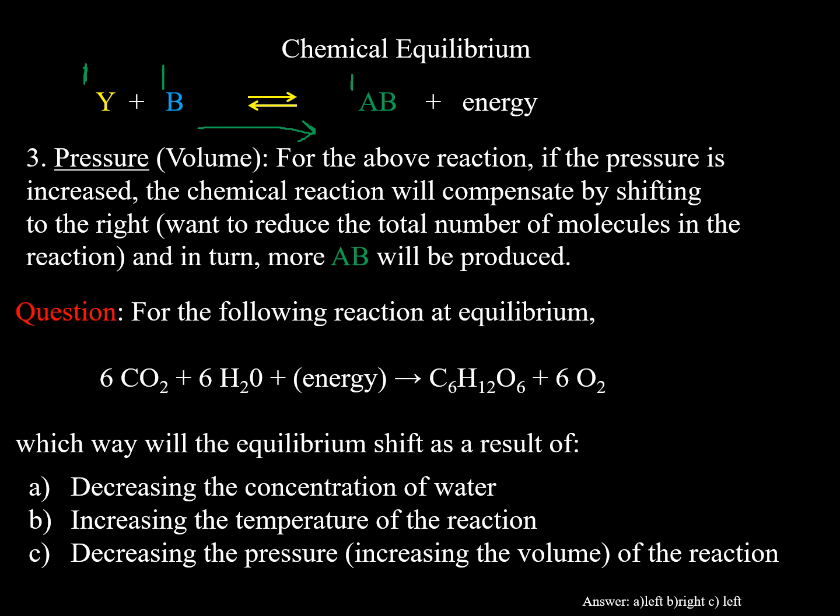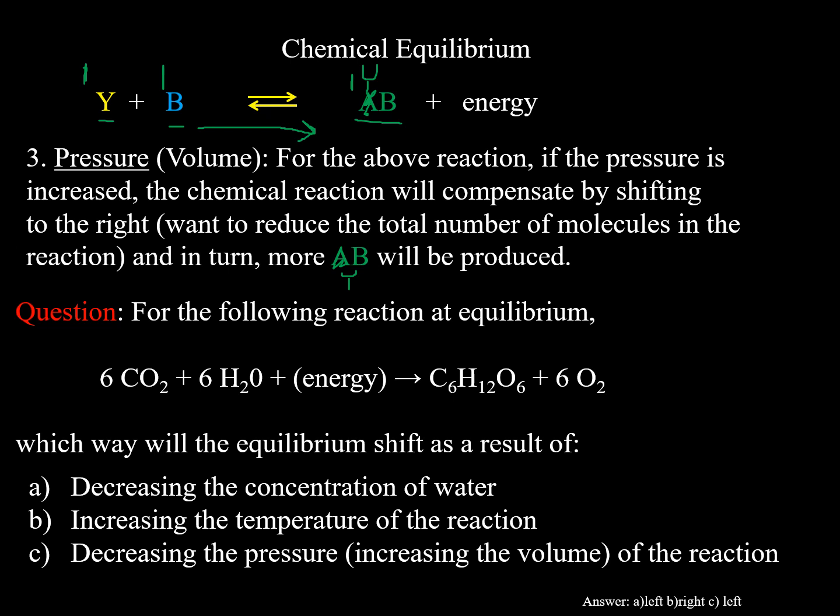So I'll repeat. If we increase the pressure, the volume is going to get smaller. And we want to reduce the amount of molecules. Therefore, the reaction will shift right, so that now we have less Y and B, and we have more YB. So the three factors are pressure, temperature, and concentration.